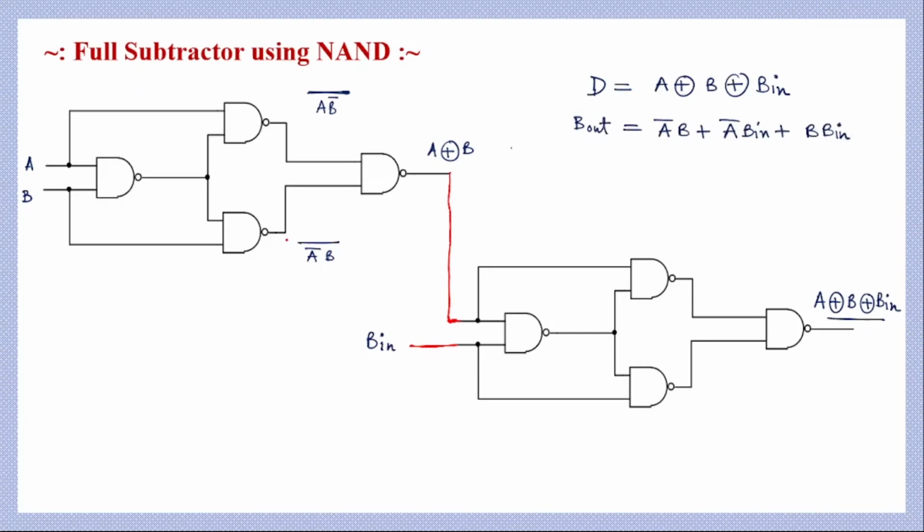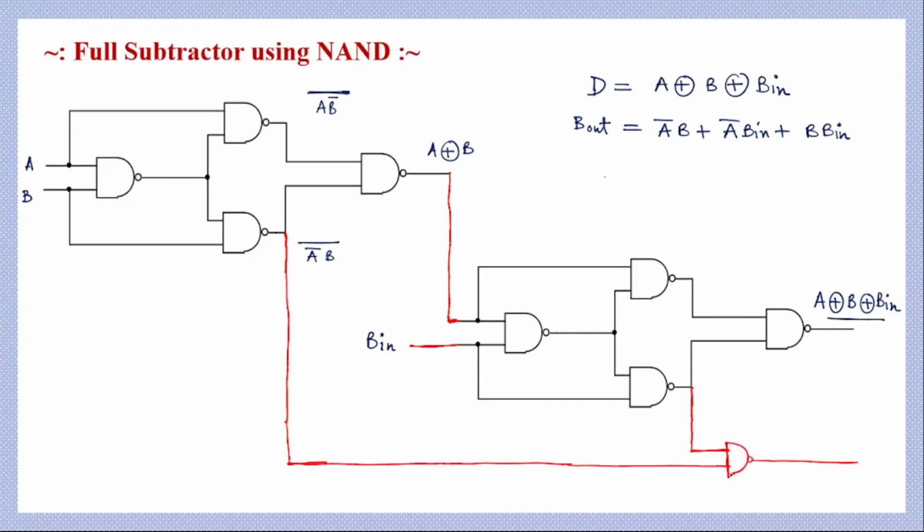Now we are yet to get the borrow output for this full subtractor circuit. To get that, we will take the output of this NAND gate and the output of this NAND gate, and those two will be used as inputs of another NAND gate, and the output of that NAND gate will be this. So one input of this NAND gate, we already know, is (A bar B) whole bar. And what will be the other input of this NAND gate? As per this rule, it will be (A complement B bar).